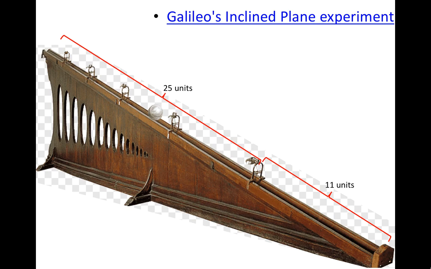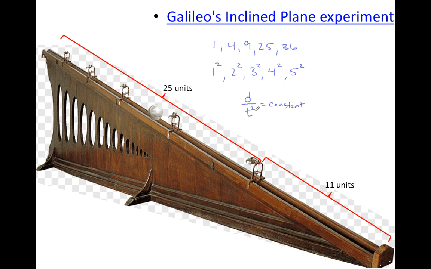And hopefully you see the pattern in those numbers, right? 1, 4, 9, 16, 25, 36. These are all the perfect squares, right? 1 squared, 2 squared, 3 squared, 4 squared, 5 squared. And so Galileo saw that there was a pattern that the distance traveled divided by the time squared is going to be a constant.